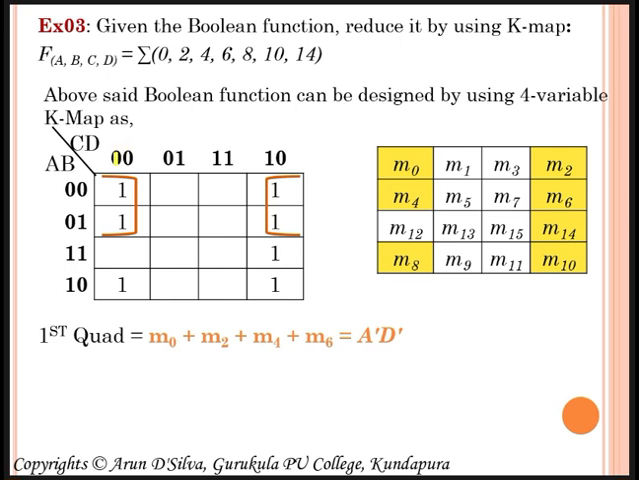So here, c value 0 and 1 is there, it changes, but d value 0 itself is there, so it will not change. So we have to take d variable, but value is 0, so d dash.